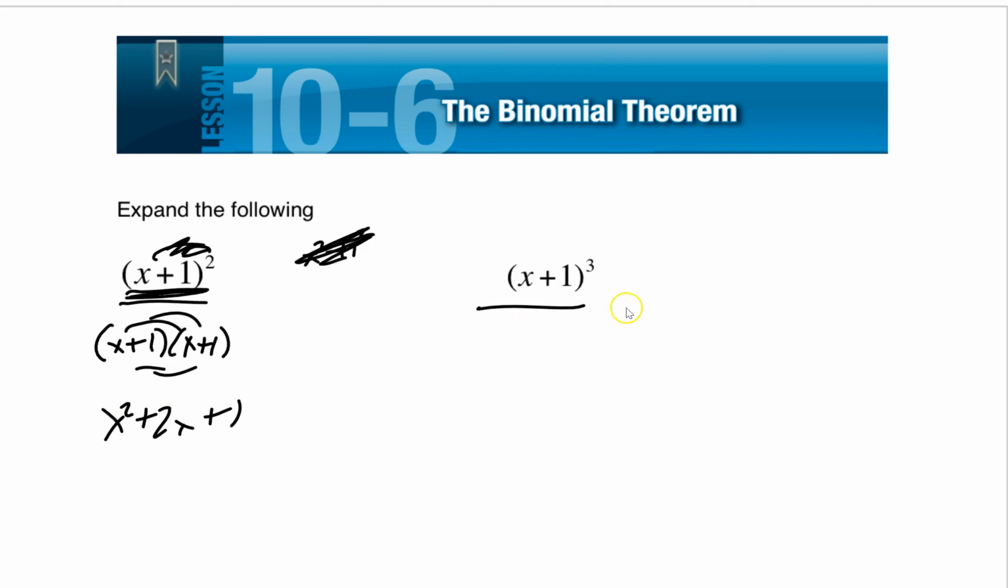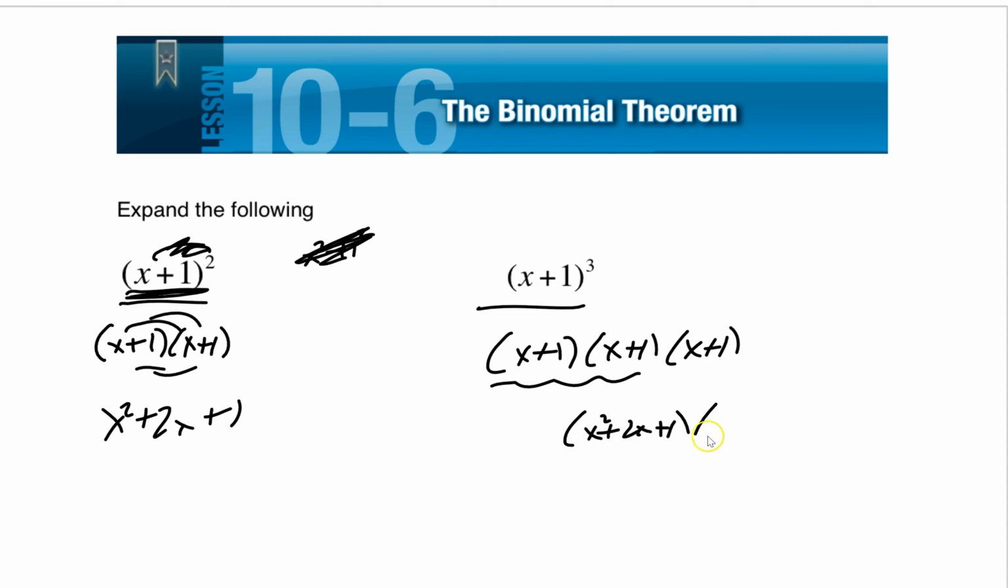Same thing with x plus 1 cubed. It's going to be x plus 1 times x plus 1 times x plus 1. Luckily we know what that is. X squared plus 2x plus 1 times x plus 1. And then from here you can distribute also. So notice it's not going to be x cubed plus 1 cubed. It doesn't work that way.